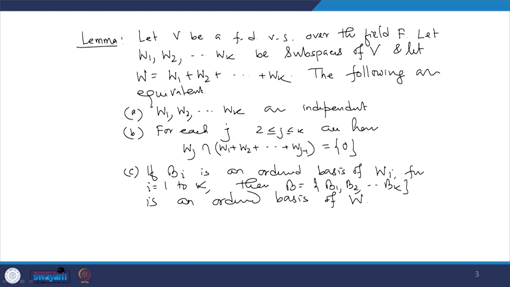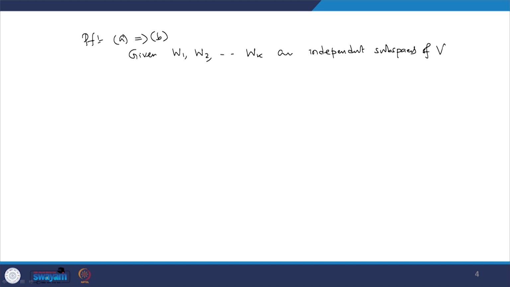So, let us prove this result. This is a very simple result which comes as a consequence of the definition of independent subspaces of the vector space. First we will prove that A implies B, that is, W1, W2 and Wk are independent subspaces of vector space V is given to us.